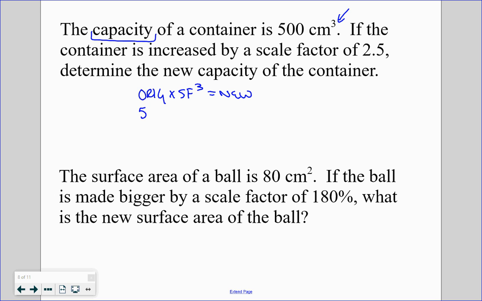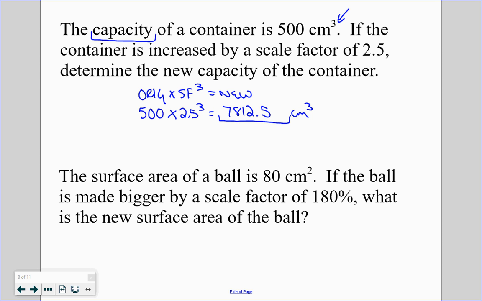So the current one is 500 centimeters cubed. We're going to times it by our scale factor, cubed, and that will give me out our new capacity in centimeters cubed. Now again, the scale factor was given to me as a decimal, so I get to use it exactly as it's written. So I'm just going to punch this into my calculator, and I get out 7,812.5 cubic centimeters.